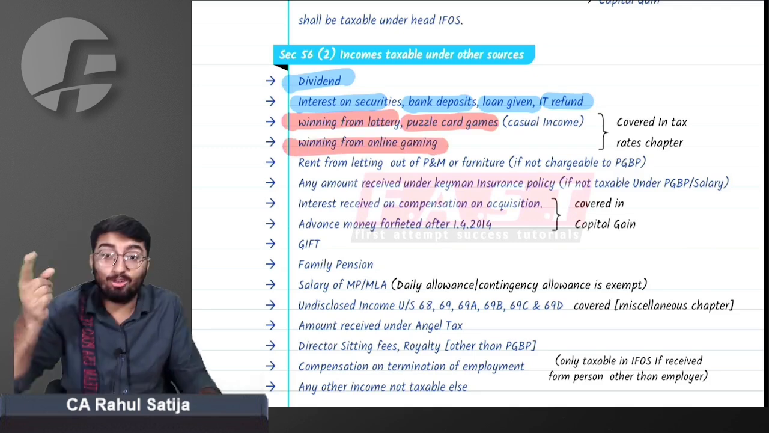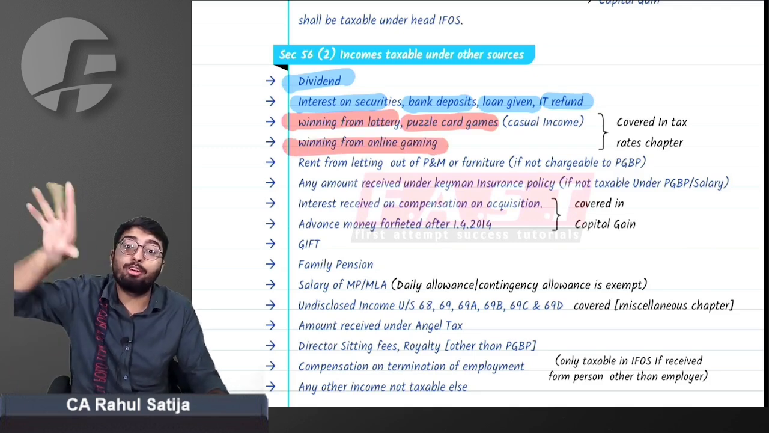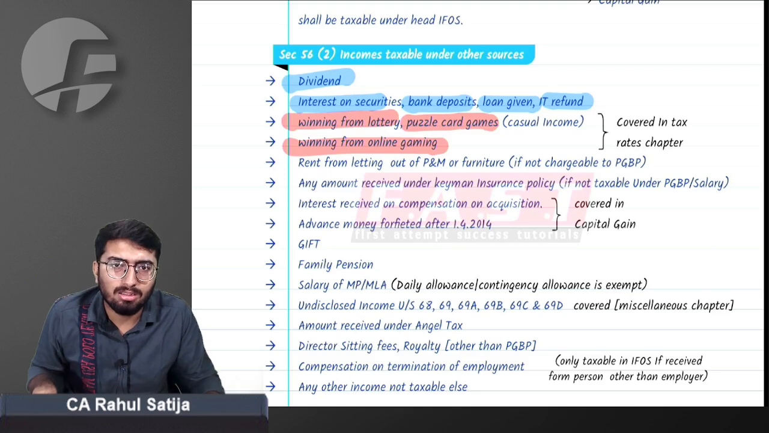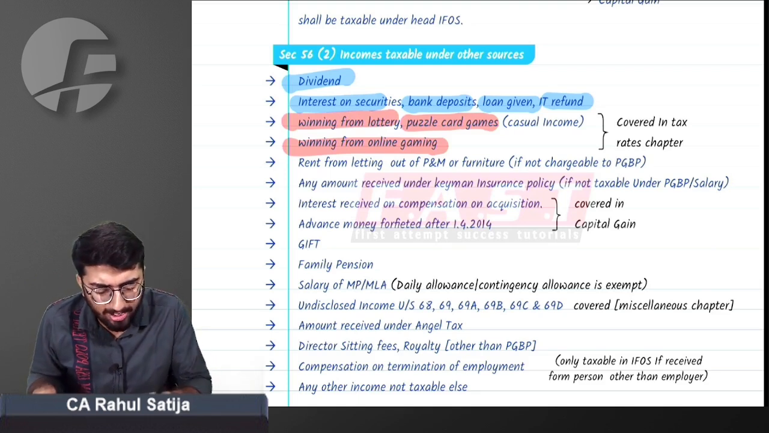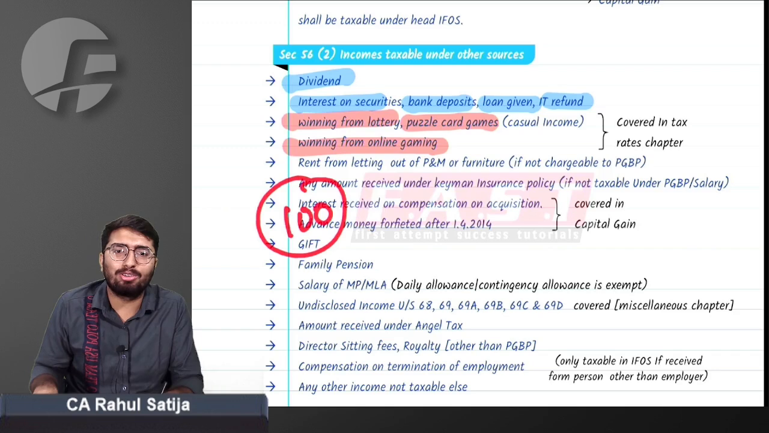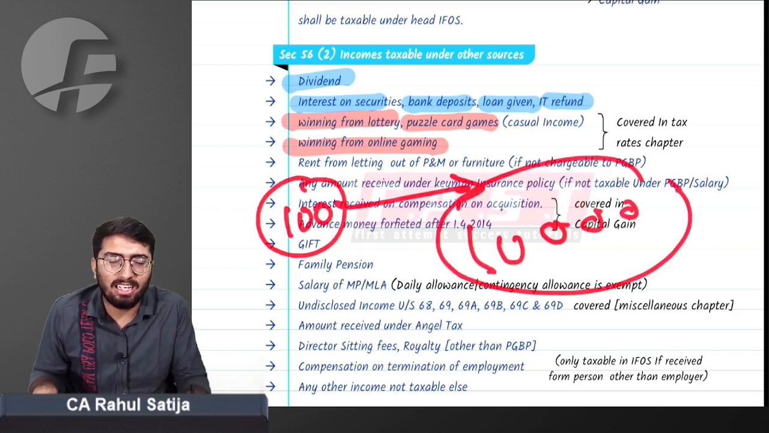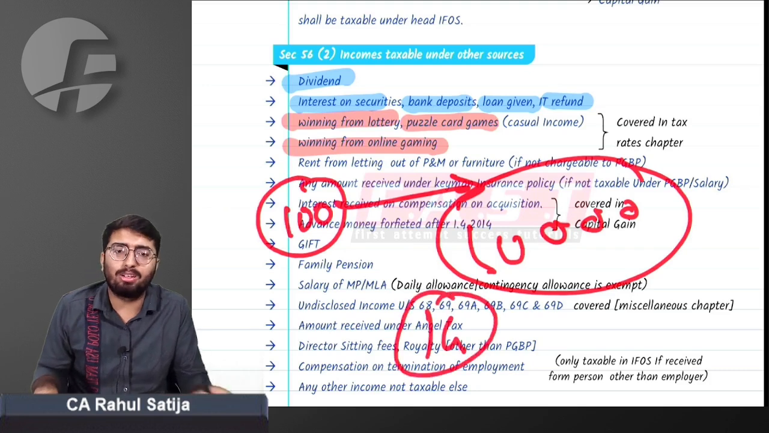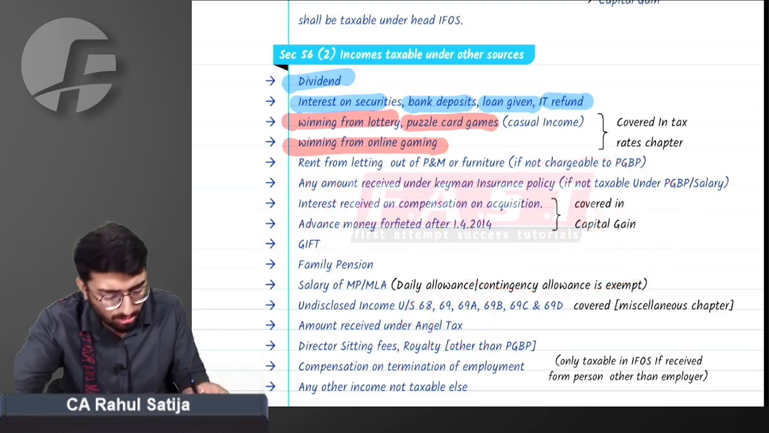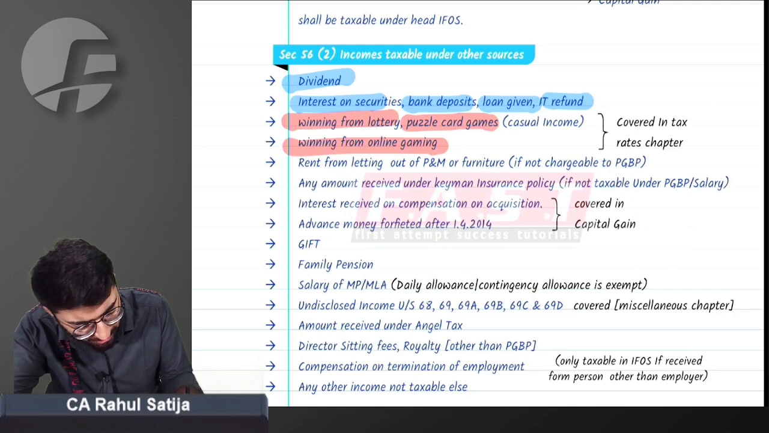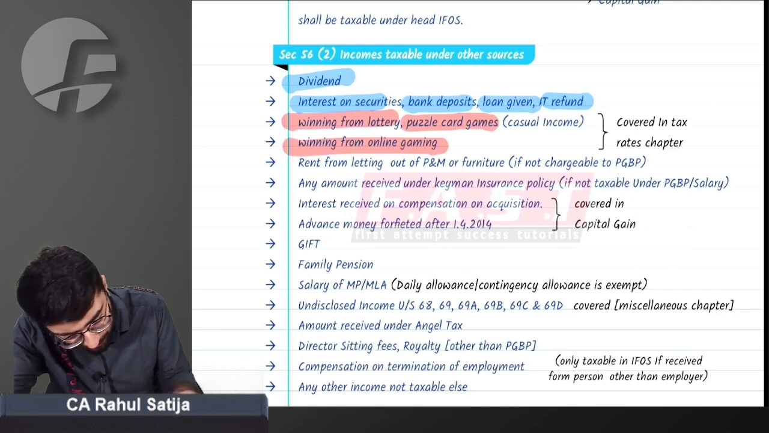Winnings from online gaming, whatever gaming people have these days from MPL or Dream 11. Remember, whenever we play Dream 11, we deposit ₹100 and make a team of 11 cricketers. If that team is the dream team, we win 1 crore rupees. That online gaming is also taxable, and we'll study that in the tax rate chapters.